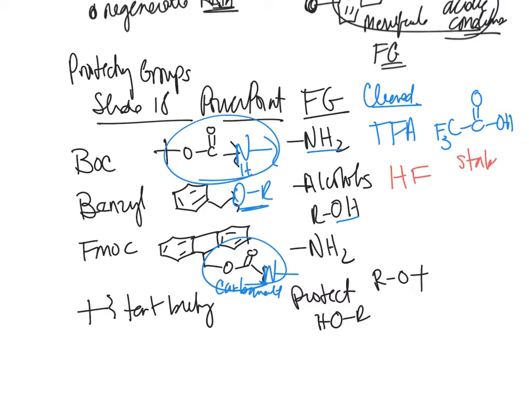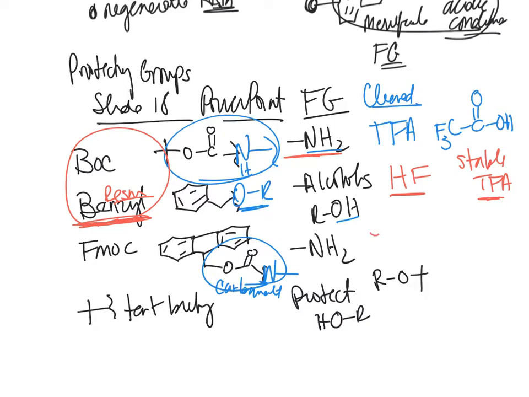They're actually stable in TFA, so that is a useful combination because you can work off of a benzyl resin and you can protect your amines with a Boc group, and then you can cleave those off with TFA, but yet you still have your material bound to your resin because you don't have to cleave it until you use HF.